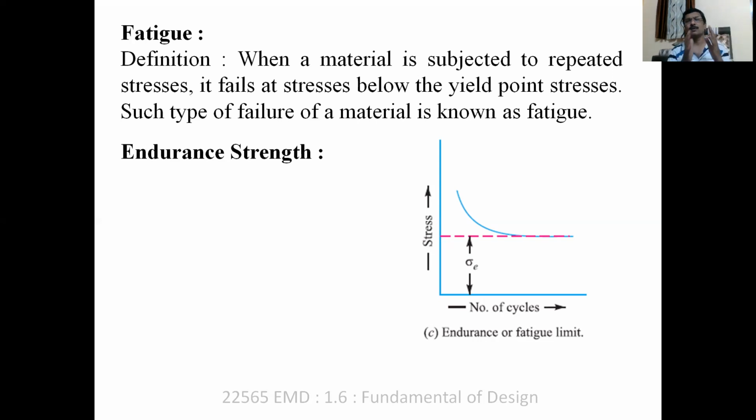In fatigue, the initial strength of the material goes on decreasing as the number of cycles increases. Then this curve flattens again. It becomes almost constant after some period of cycles. So if I want there to be no fatigue failure, you must control that particular stress value up to this level only. After that you will find that there is no failure.